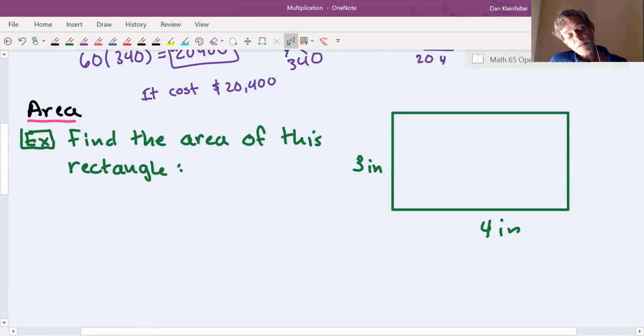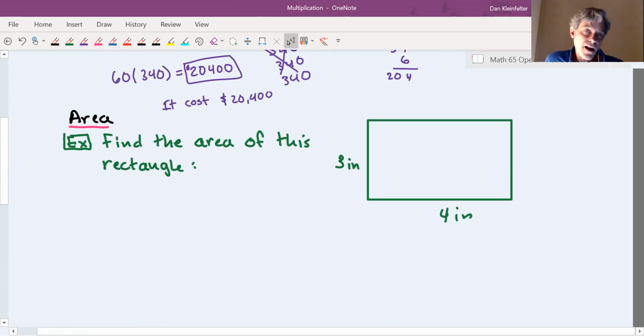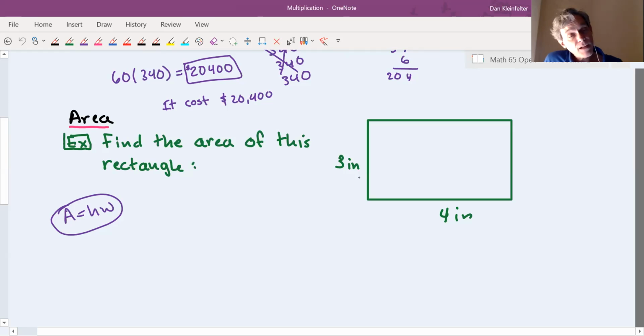Okay, the second interpretation is area. We've seen that the area of a rectangle is achieved by multiplying its height by its width. You may have experienced in your past life a formula like A equals H times W, or width times length, or base times height, all of which mean the same thing. We're going to multiply the two directions together, the two dimensions of the rectangle. So here, if we have this rectangle that measures 3 inches by 4 inches, to find the area, it's going to be 3 times 4, or 12, and that will be in square inches.